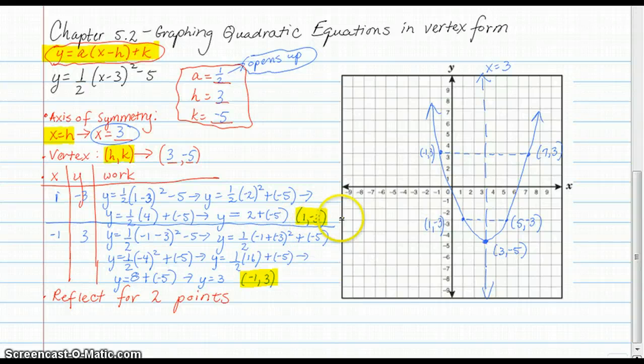So 1, -3 labeled. 2 from the axis of symmetry on the left, reflected to the right, 2, and you get 5, -3. And then for -1, when you plugged it in, you ended up with -1, 3. So -1, 3 is here. It's 1, 2, 3, 4 from the axis of symmetry. We go 4 to the right side of the axis of symmetry and end up with 7, 3. Now we have our 5 points all labeled. Our graphing is complete.